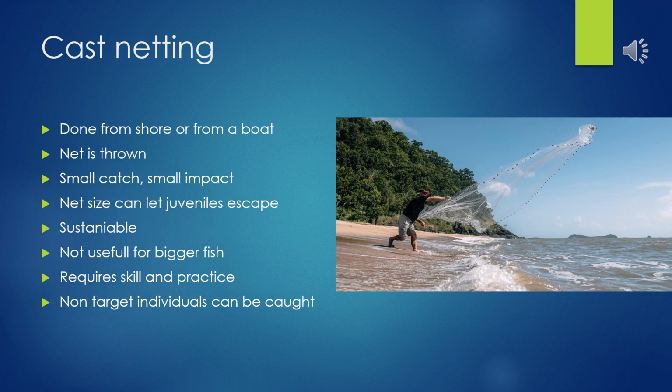Net size can be adjusted so you can let the juveniles escape. This is quite sustainable compared to the other fishing methods. It's not useful for catching bigger fish. It requires quite some skill and practice, and you can catch some non-targeted individuals. But compared to the other types we'll look at here, this is really low impact and a very traditional way of fishing.